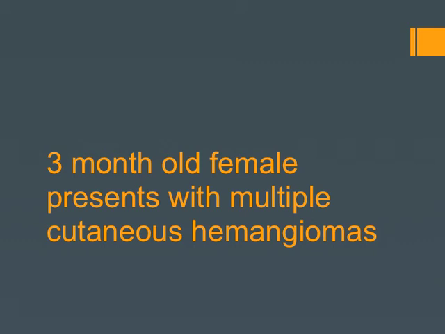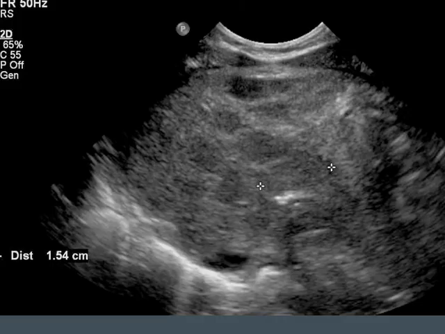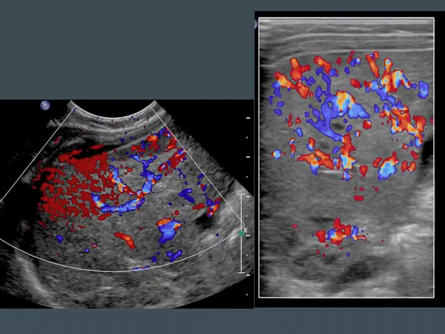Good morning. We're presented with a 3-month-old female with multiple cutaneous hemangiomas. An abdominal ultrasound was ordered, demonstrating numerous liver masses, hypoechoic and as large as 1.5 centimeters. They're well circumscribed and with color flow demonstrate hyperemia, with both arterial and venous flow increased in these lesions. The adjacent liver parenchyma is normal.